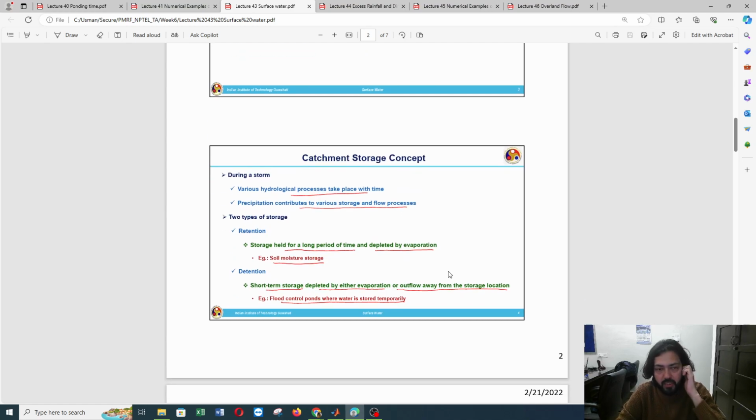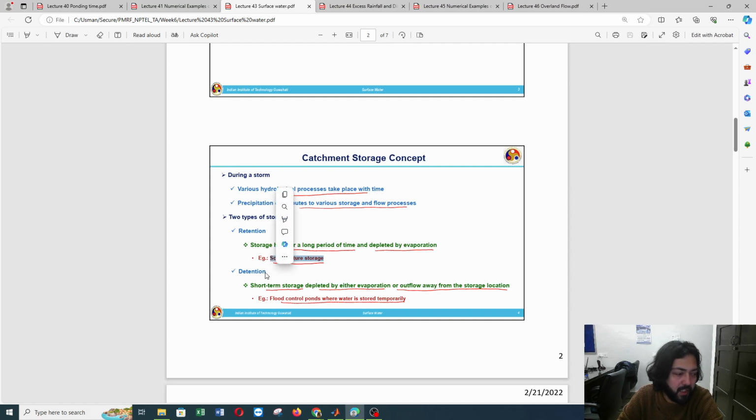If you can see on the slide here, whatever water is being stored, the majority of it is because of precipitation. Once the water enters into a catchment, it is stored in 2 types: one is called retention storage and another is called detention storage. The keyword that you should remember is that retention storage is held for a longer period of time. It means the water is stored in the catchment for a longer period of time. That is obviously occurring where? It is occurring in soil moisture storage.